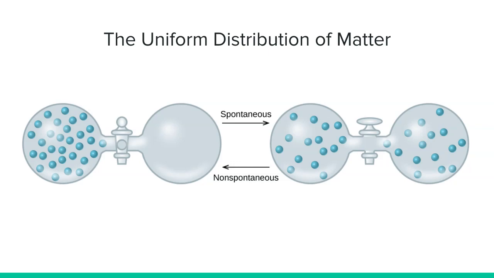So to frame that in another way, that is to say that statistically speaking, once the barrier is removed, the highest probability is going to be finding the particles equally distributed between both of the flasks, right? And it will be extremely unlikely that we're going to find them all back in one flask. And you can see that in the directional arrows. Spontaneous is the dispersal, the non-spontaneous is packing them all back into one area.